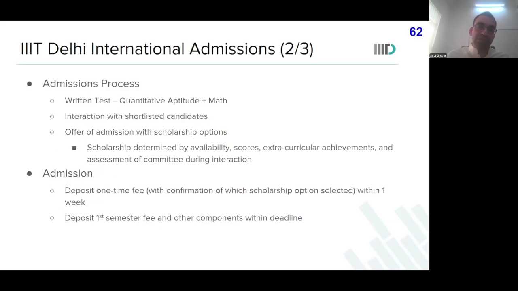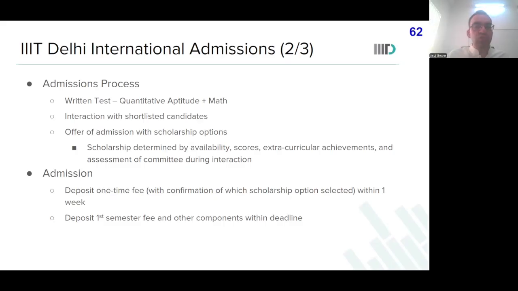Once the applications have been received, all the candidates are expected to go through a written test, which is primarily about quantitative aptitude and math. Then the shortlisted candidates come for an interaction. And based on the interaction, the availability of scholarships, scores that the student has, extracurricular achievements, and the assessment of the committee during interaction, we offer you an admission letter with scholarship options.